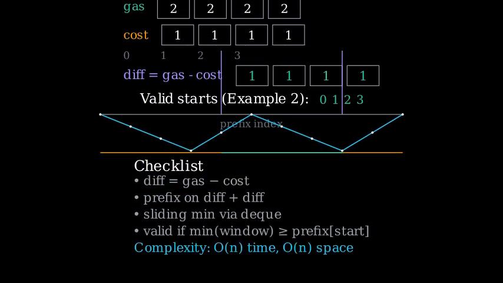Checklist for any instance. 1. Compute diff. 2. Build prefix on the doubled array. 3. Slide a length n window and maintain the minimum with a monotone deque. Report all starts where the window minimum is at least the start prefix. Time complexity is linear in n, memory is linear for the doubled prefix.